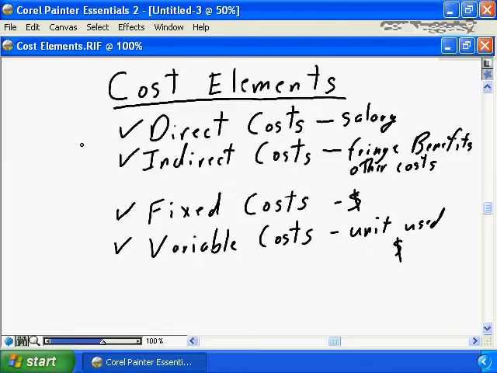So again, as you're working on the cost elements, you need to ensure that you're dealing with the appropriate mix of direct and indirect costs, and that's going to be based on your overall corporate accounting strategy, and that you're dealing with the appropriate costs.